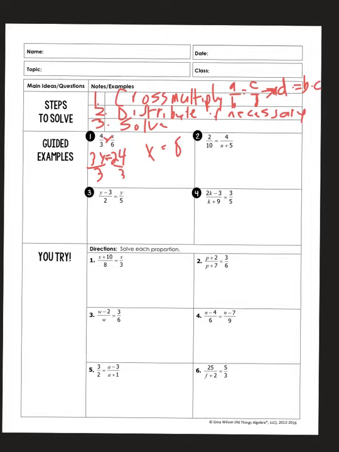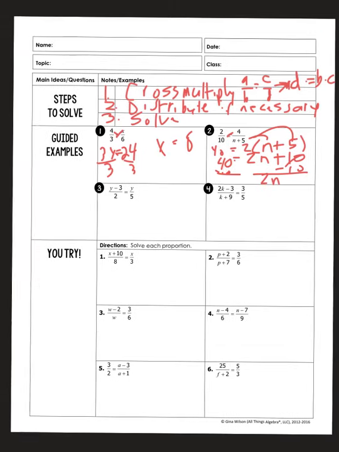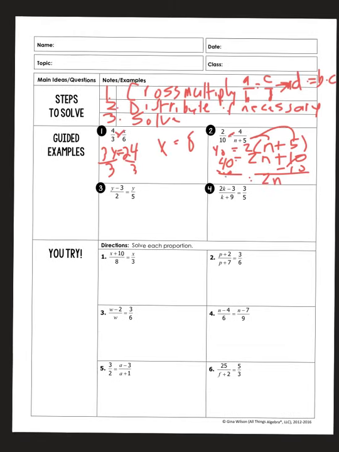Number 2, since there's a binomial in the denominator, I will need to distribute. So 4 times 10 is 40. 2 times n plus 5. Like I said, distribute. That's 2n plus 10 equals 40. Subtract 10. 2n equals 30. Divide by 2. N equals 15.